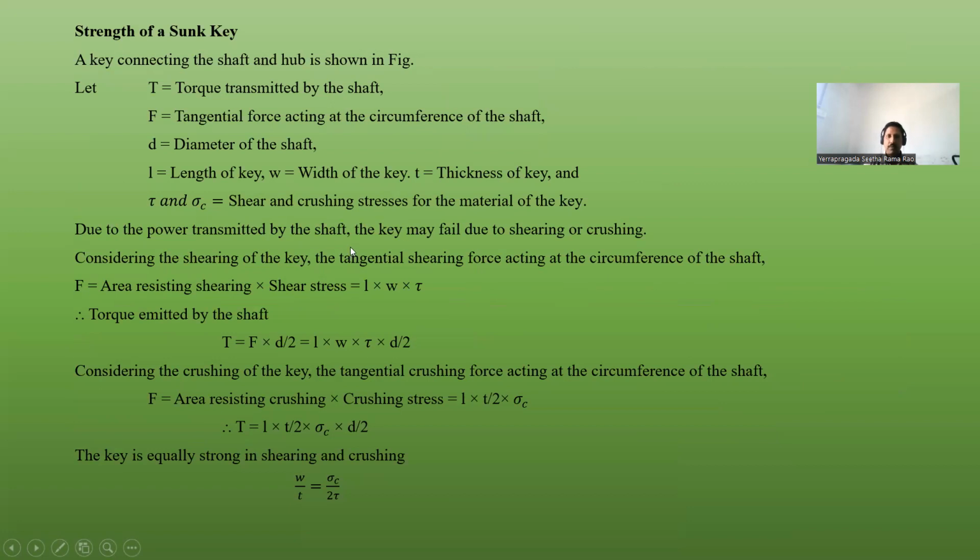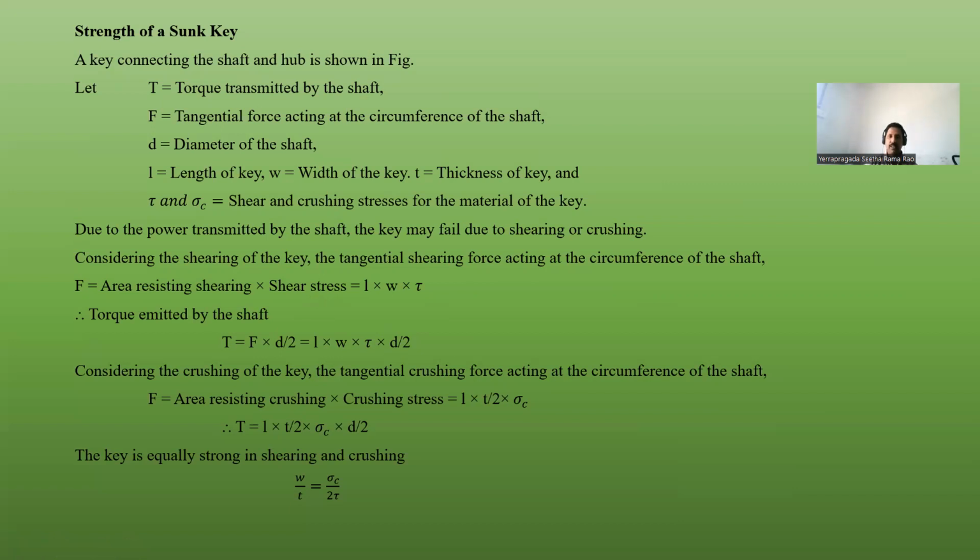Now, due to the power transmitted by the shaft, the key may fail due to shearing. If you consider the shearing of the key, the tangential shearing force acting on the circumference of the shaft is given by the area resisting shear, that is L into W, which we have seen in the figure, and the shear stress tau. So the torque transmitted by the shaft is given by T equal to F into d by 2, where F is L W tau, so T equals L W tau into d by 2. This is the equation for the torque transmitted by the shaft when you consider the shearing of the key.